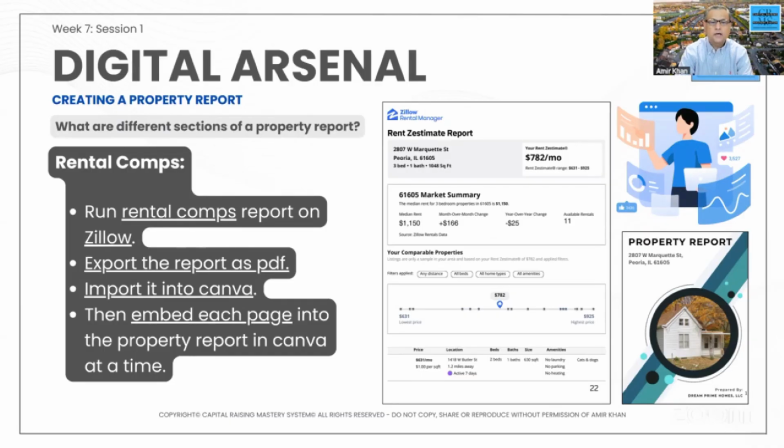All right. So when you run a rental comp report on Zillow, you can export it as a PDF. So this is actually a PDF export. Again, you bring it in Canva and then you embed onto the pages. Like I said, I did a video showing you exactly that step by step. That's going to be the other video that you can watch. All right, so, yep, that would be that.